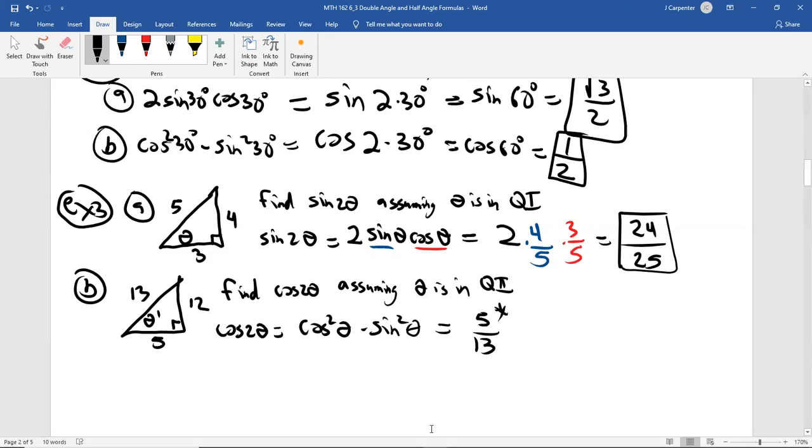Why is that wrong? Because we're in quadrant 2. We are in quadrant 2. That is a critical component to remember, because cosine and tangent are negative in quadrant 2. So when I do this cosine, I got to give it a minus.